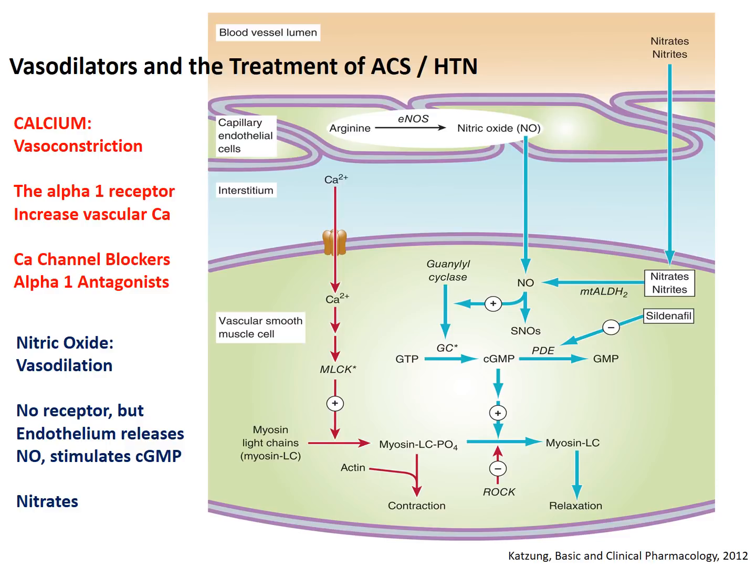Vasodilation is extremely important. Vasodilation is important in the treatment of ACS, and vasodilation is important in the treatment of hypertension. So mechanistically and biochemically, how can we get to vasodilation? Let's just do this really quickly. Sorry about the biochemistry here, but I want you to see this so it makes the drugs a little bit better for you to understand.